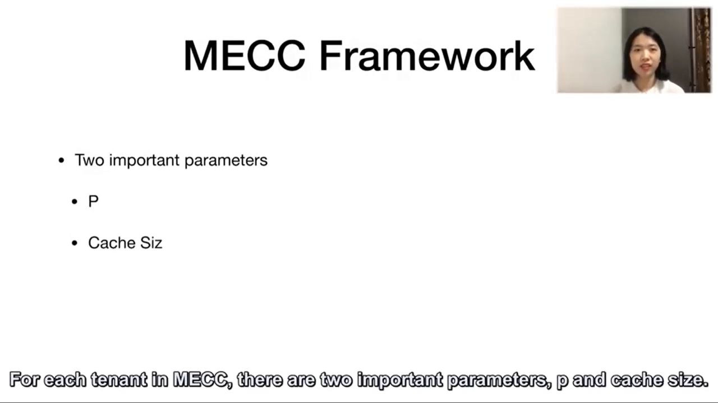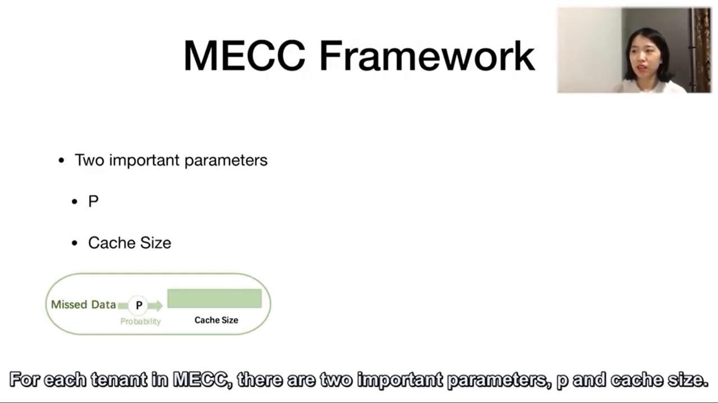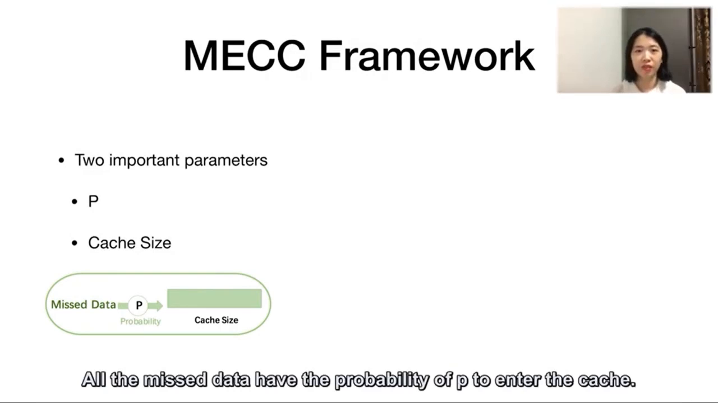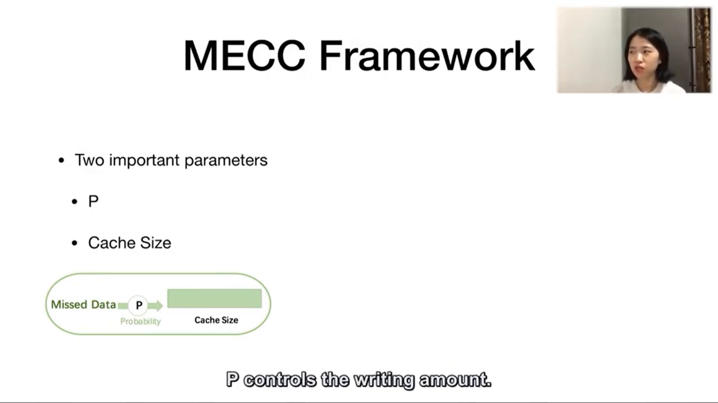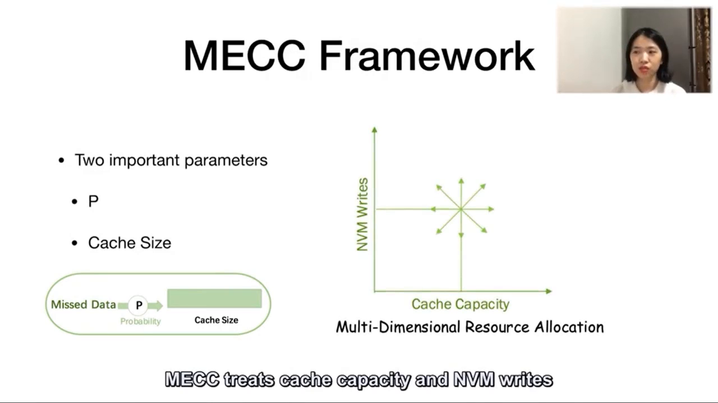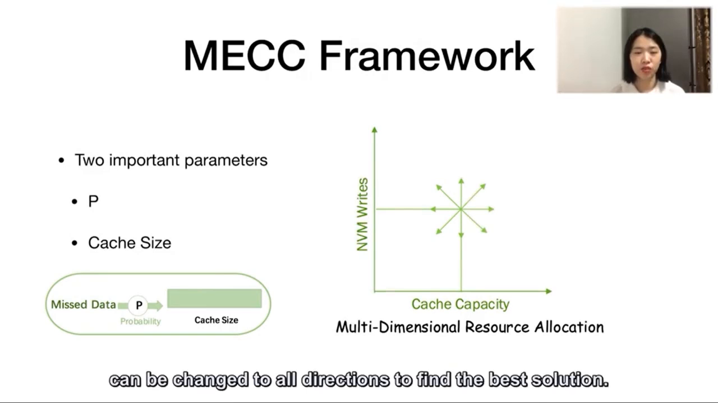For each tenant in MECC, there are 2 important parameters, P and cache size. All the missed data have the probability of P to enter the cache. P controls the writing amount. In other words, MECC treats cache capacity and NVM writes as 2 independent resources to allocate. The shape of each tenant's cache can be changed to all the directions to find the best solution.